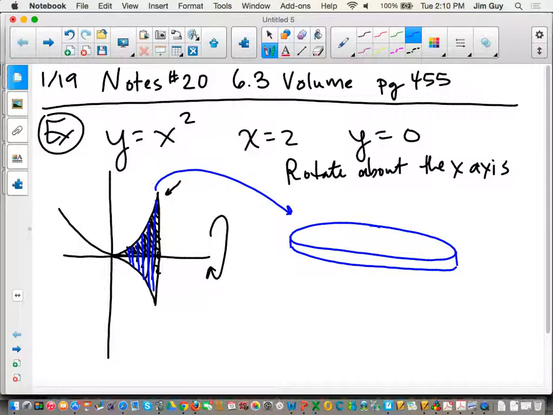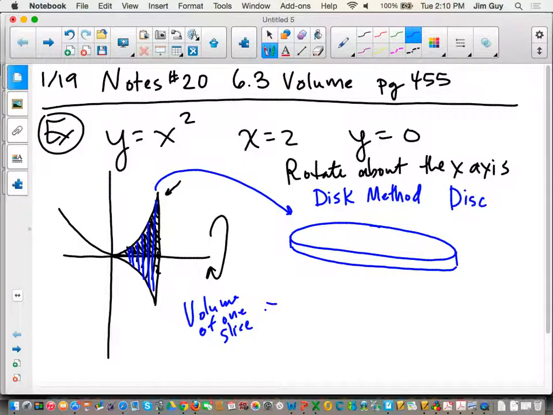So, think of this as a disc. Somebody said disc method. This is a disc. They call this the disc method. The book spells disc with a K. Some professors like to do that. Some people spell it with a C, like compact disc. It doesn't really matter how you spell disc. Just be aware of that. So then we have a disc, a cylinder. We want to find the volume of one slice, the volume of one piece of ham. How would you find the volume of one slice of ham?